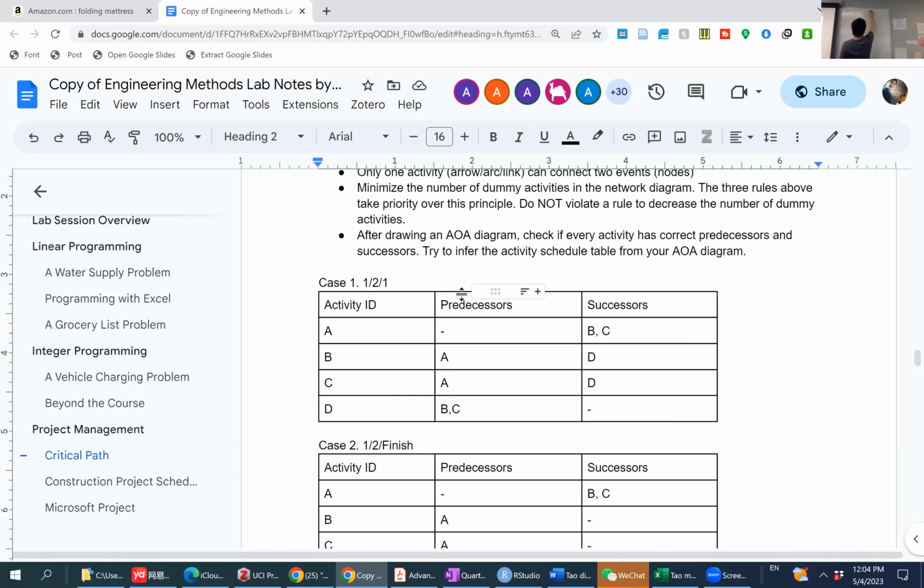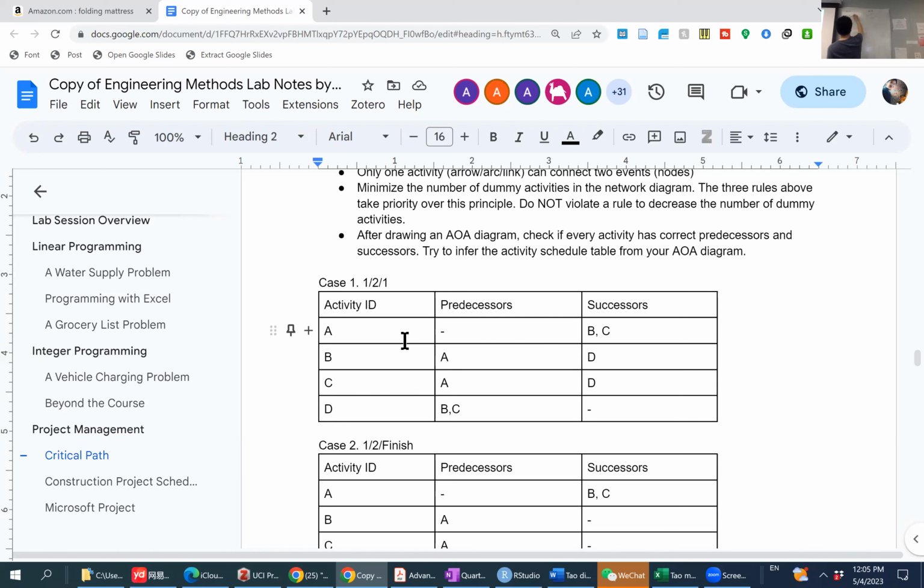So I will write AOA on the left side and AON on the right side. If we need to place activity on the arrow, that means all the nodes are the checkpoint. And in case one, we have A as the starting activity, right? So it's simple. We just put A at the starting arrow.